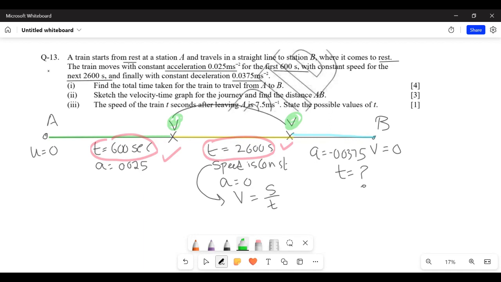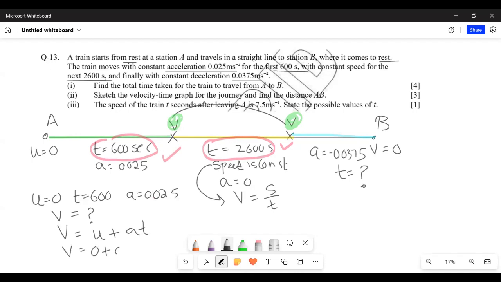So that means I'll go to the first part of the journey, the green part of the journey, and find its final speed and then use it at the last part of the journey. Okay, so for the first part of the journey, now we need V. So U is 0, T is 600, A is 0.025, V is what we need. So we need to use one of the equations of motion, which is V equals U plus AT. So 0 plus 0.025 times 600.